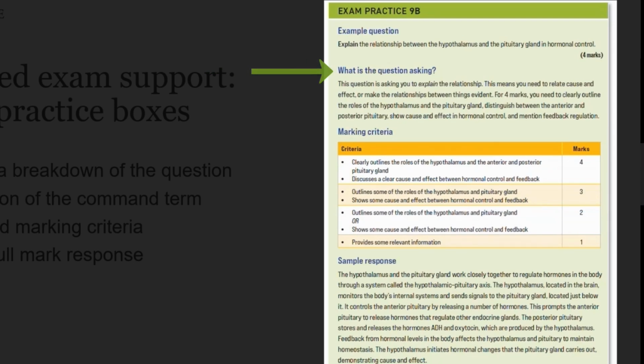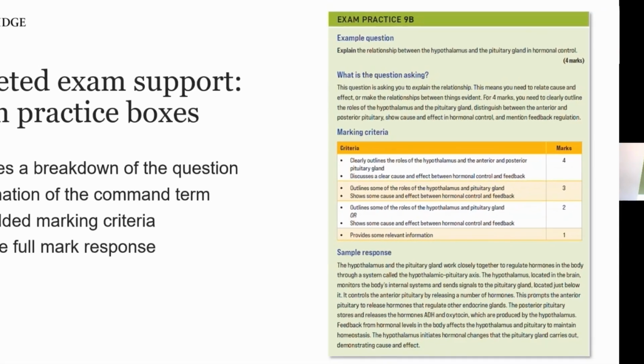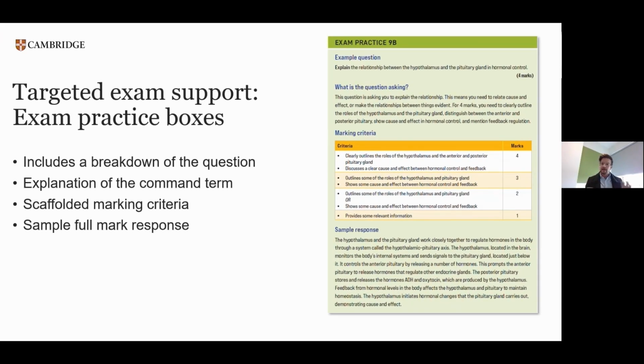So we have the question, unpack what it is asking, give a sample marking criteria differentiated from 1 to 4, or however many marks, and then a sample response. This, we're hoping, will allow students to really see the sort of questions that are going to be asked of them and then refine what they're learning, rather than just recalling things like the function of different organelles. It's applying that knowledge to the verbs and to specific questions.